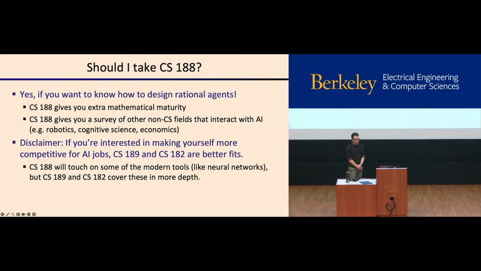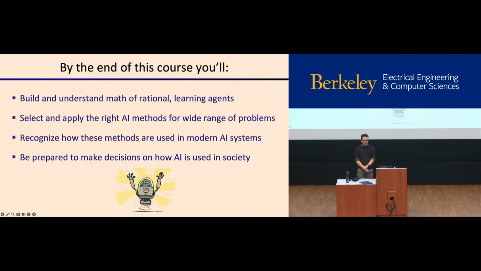By the end of this course, hopefully, if we all do our jobs right, you will be able to build and understand the math of rational learning agents. You'll be able to select and apply the right AI method for a wide range of problems. You'll be able to recognize how these methods are used in modern AI systems and be prepared to make decisions on how AI is used in society.